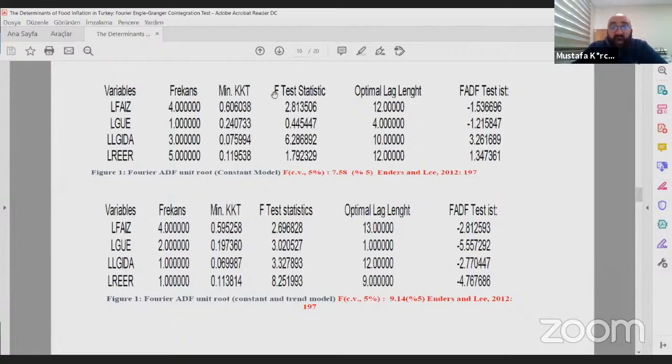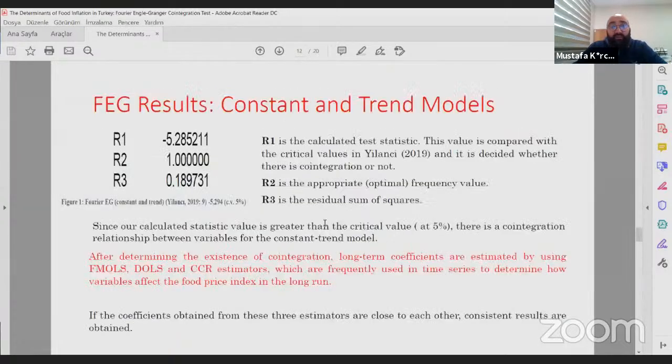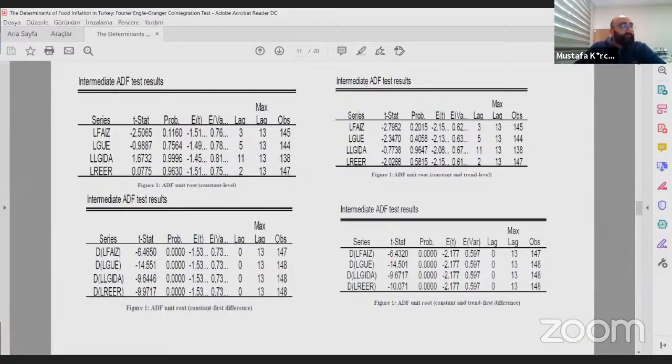Firstly, we have to look at our F statistics. If the F statistic is smaller than our critical value, we conclude that our variables don't have a significant Fourier trigonometric effect. So we can use the ADF test. If the trigonometric terms are not significant in this test, it is stated that it is appropriate to perform the ADF unit root test. So for this reason, the significance of trigonometric terms is tested first. You can also see our ADF test results. According to the ADF test results, all variables, in both the constant and constant-and-trend models, are integrated of first difference.